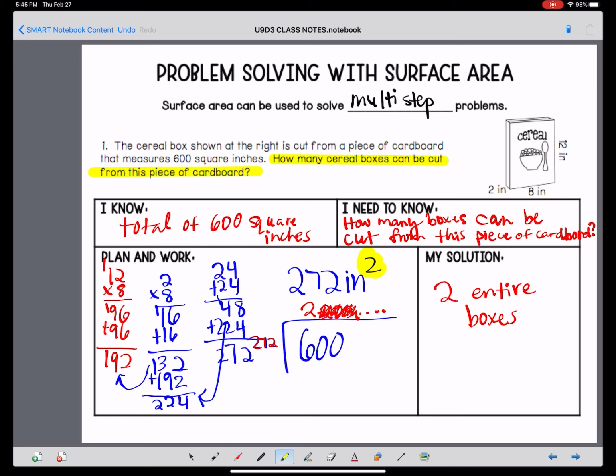And once again, this relates to the top part where it said surface area can be used to solve multi-step problems. That's very true. The problem that we just did is a multi-step problem. That took us quite a few steps, but we ended up getting it, and so that's what matters.